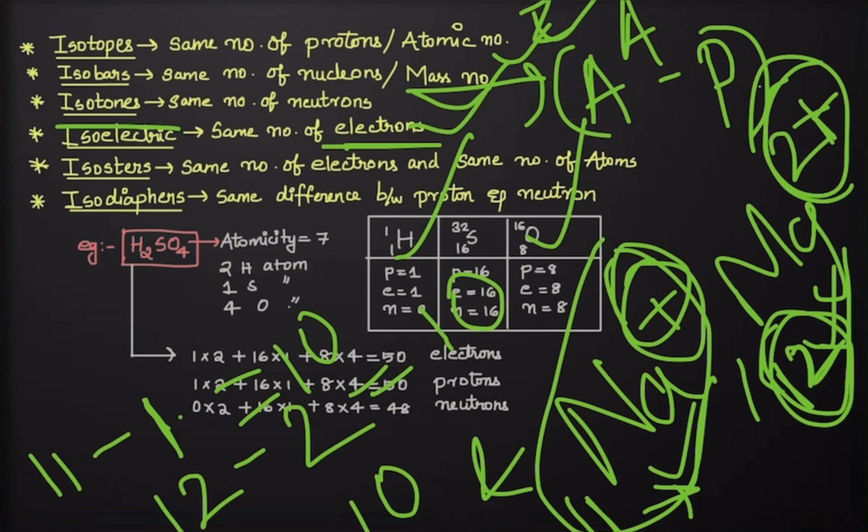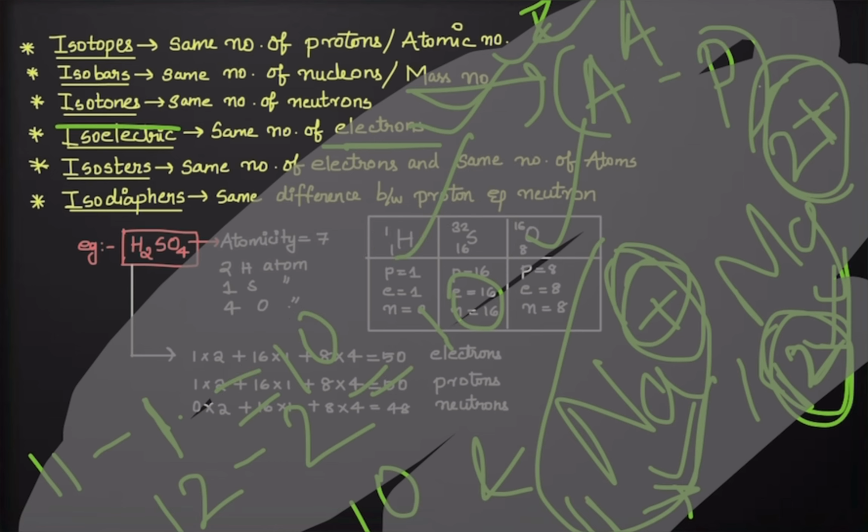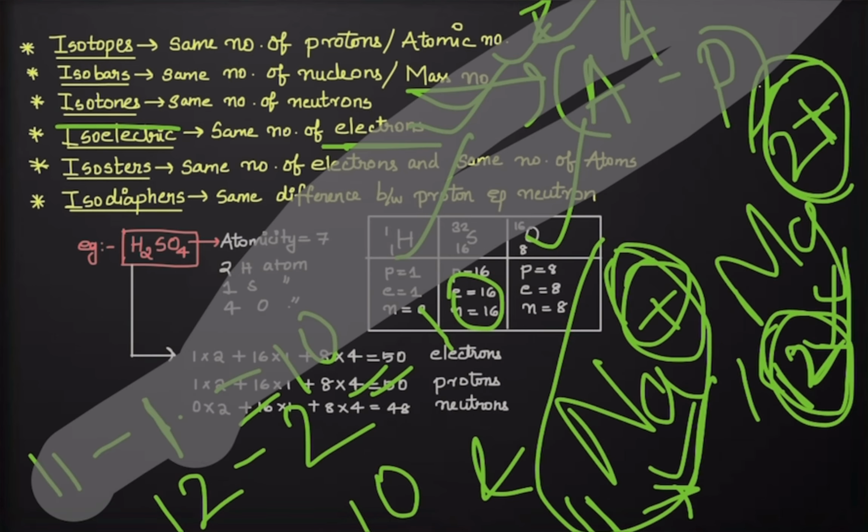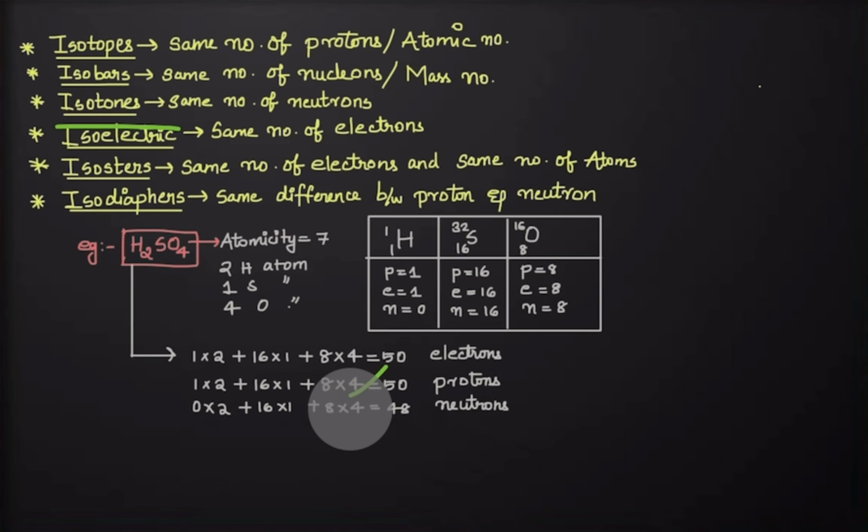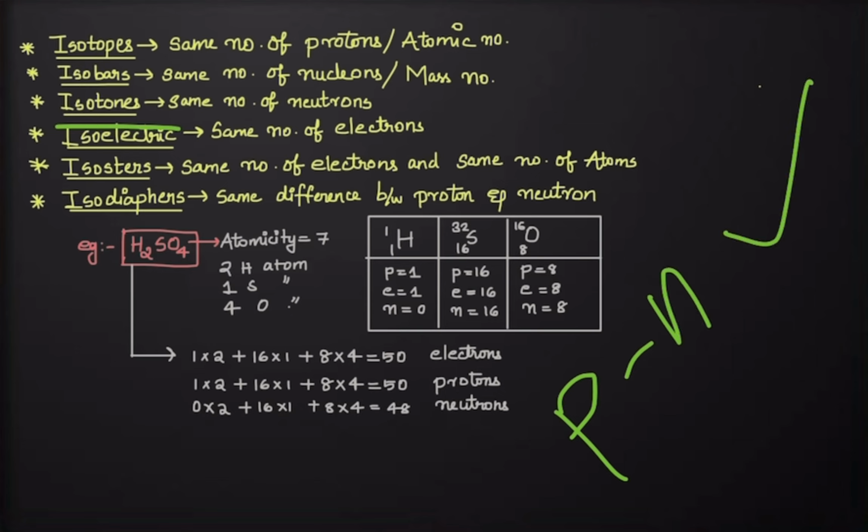Isosteres means same number of electrons and same number of atoms. That's not very important. If the same number of electrons and same number of atoms are present, it is isoelectronic species. And isodiapers means same difference between proton and neutron, that is, number of protons minus number of neutrons is the same. If number of electrons is the same and number of atoms is the same, that is isostere.